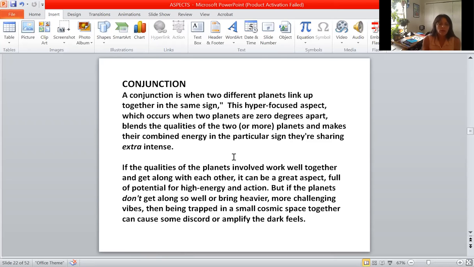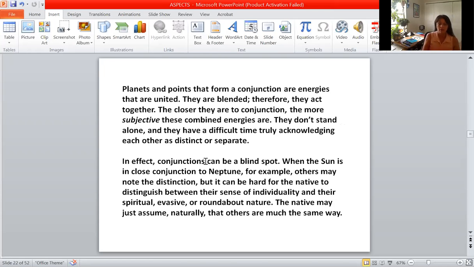This hyper-focused aspect, which occurs when 2 or more planets are 0 degrees or very close together, blends the qualities of 2 or more planets and makes their combined energy in the sign or the area that they're sharing extra intense. If the qualities of these planets work well together, they get along with each other. It can be a great aspect, full of potential for high energy and action. But if the planets don't get along well or bring some heavier, more challenging vibes, then being trapped in a small cosmic space together can cause some discord or amplify the dark feelings.